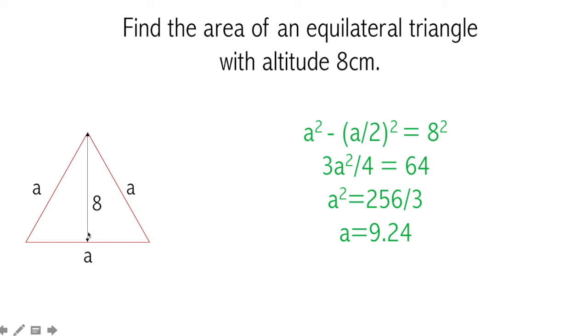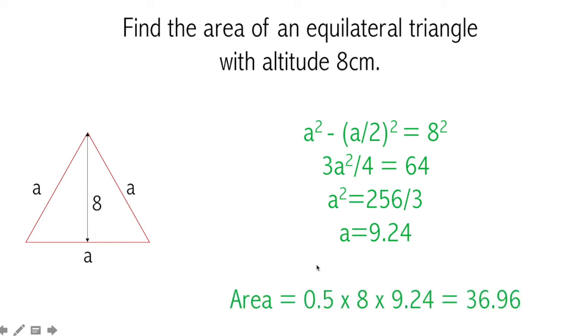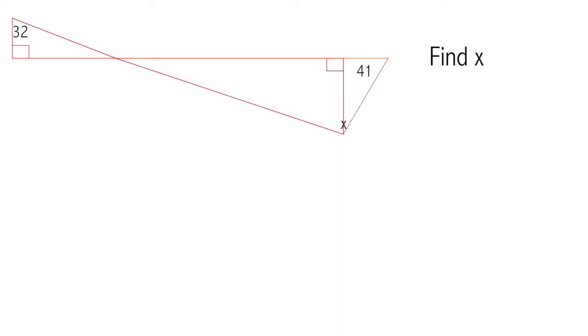We see that this altitude over here is perpendicular to the base. This is a 90-degree angle. Therefore, our height over here will be 8 and our base can be 9.24, which is a. Multiplying them together and calculating the area of the triangle, we get 36.96, and therefore the question is solved, right?